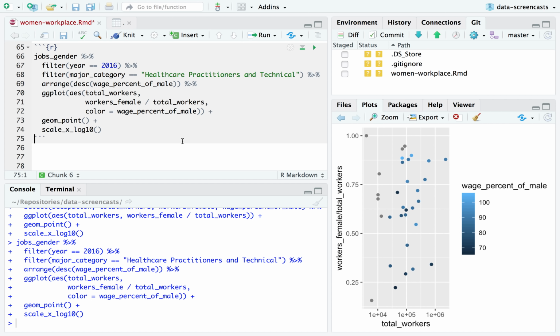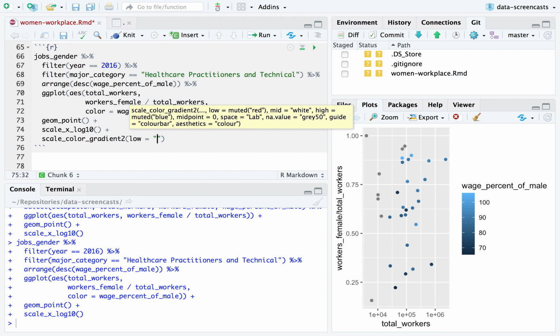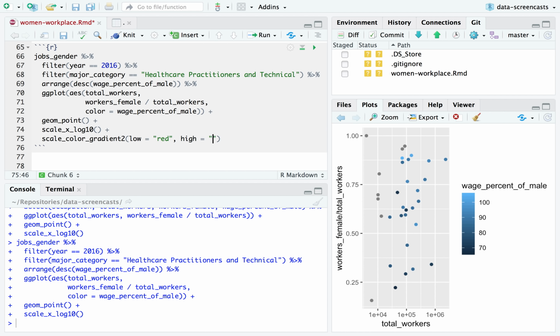I'm going to need to scatter it a bit differently. I'm going to need to use a different scale. I'm going to say scale color. I really like gradient 2. Low is red, high is blue. Low red to blue. Okay. Midpoint, I see about the midpoint will be about 85.